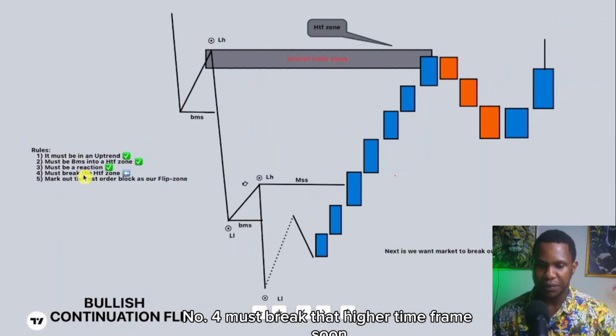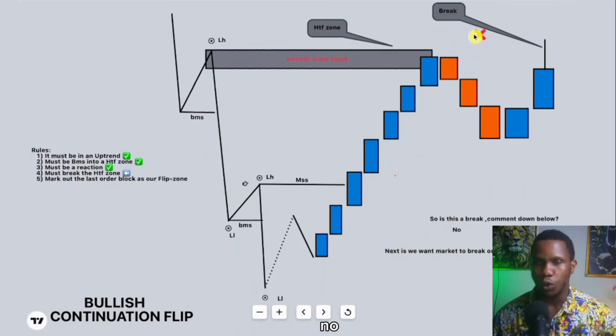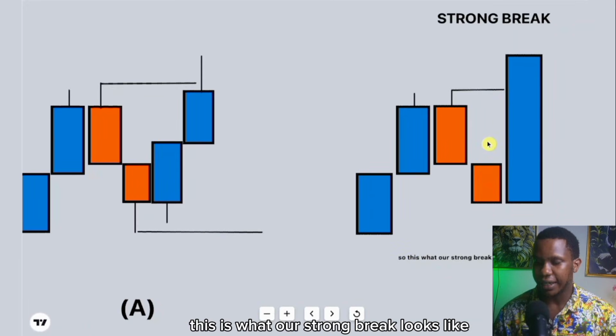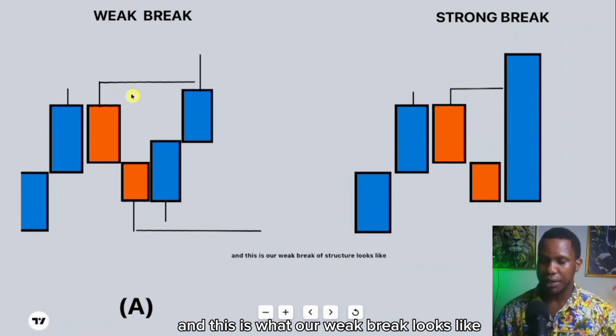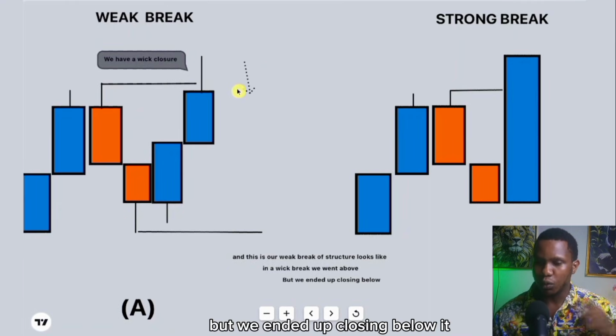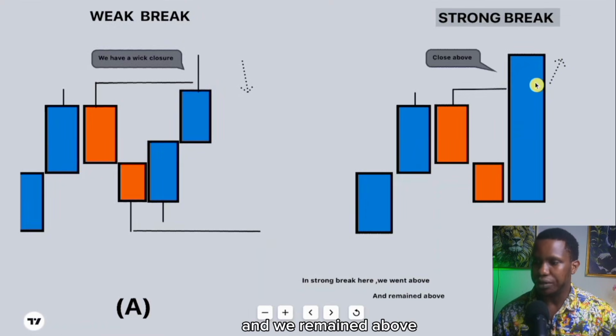Number 4, must break that higher time frame zone. Is this a break? Comment down below. No, it is a weak break of our higher time frame zone. This is what our strong break looks like, and this is what our weak break looks like. In a weak break, we went above this range, but we ended up closing below it. While in our strong break here, we went above it and we remained above.